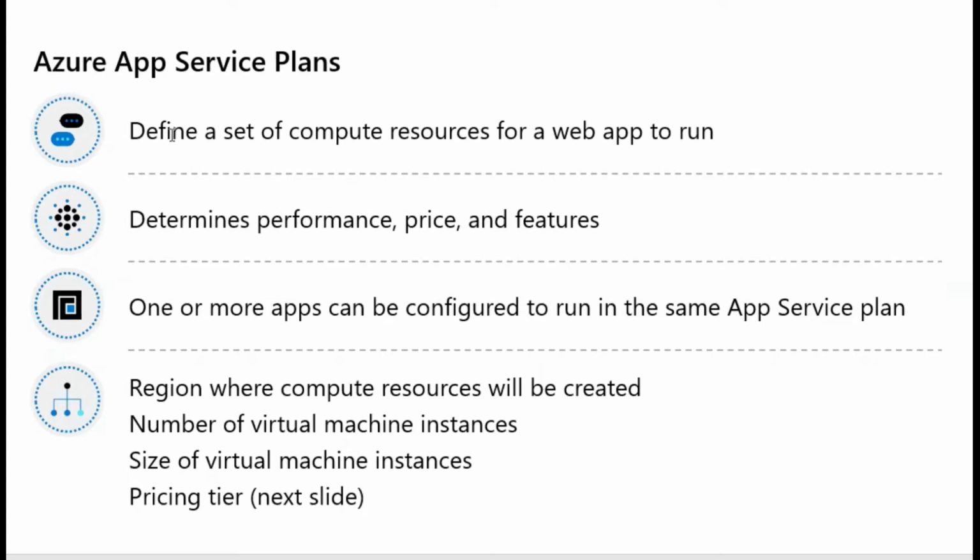A plan will contain a specific set of resources. It defines a set of compute resources for a web app to run, and determines performance, price, and features. One or more apps can be configured to run in the same app service plan. It includes the region where compute resources will be created, the number of virtual machine instances, the size of virtual machine instances, and the pricing tier. So these things we'll be able to set up inside these plans.